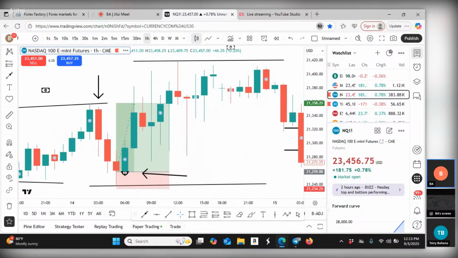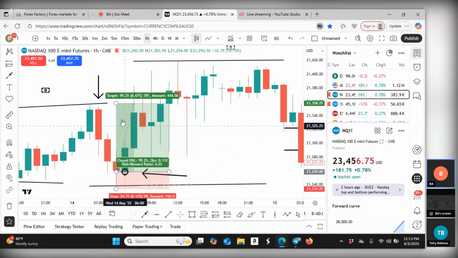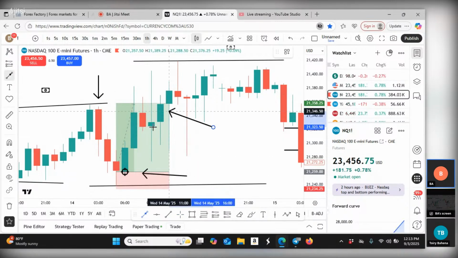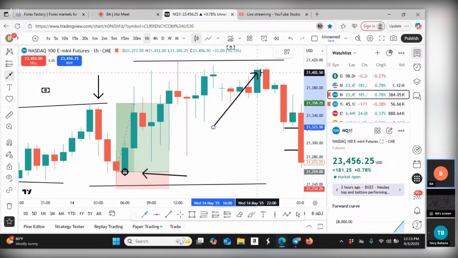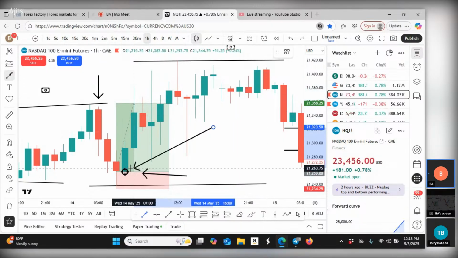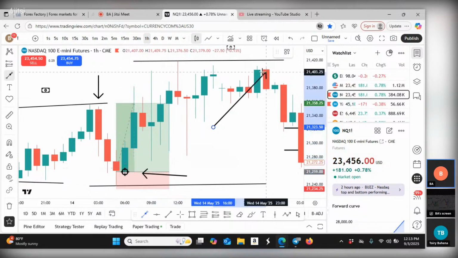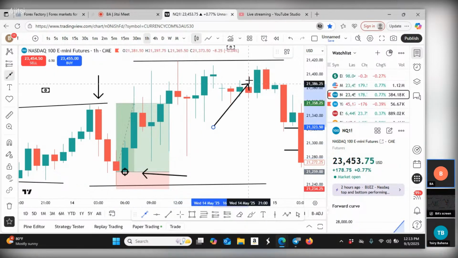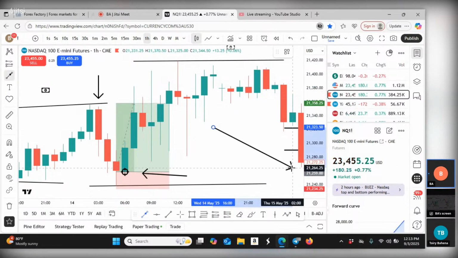So you see your entry right here. You could have took your profit right here at this old high. You could have got out. So price is at a discount down here. Where did it go to? You see where it went to? It went to a higher premium, meaning it's higher than where you got in at, this low. So when price gets to a premium, eventually it's gonna go back down to a discount again.